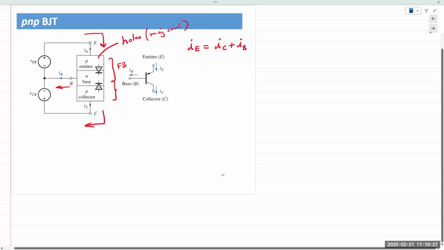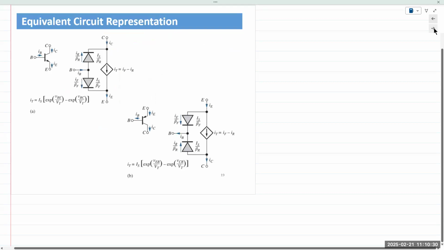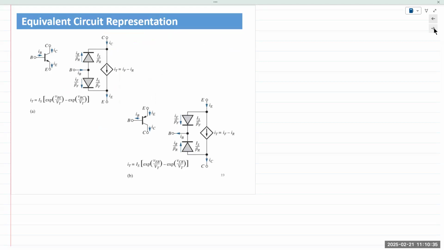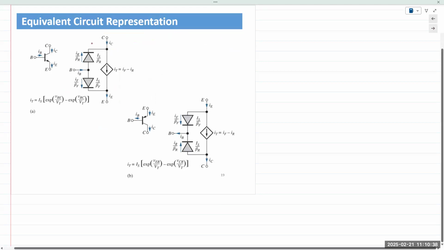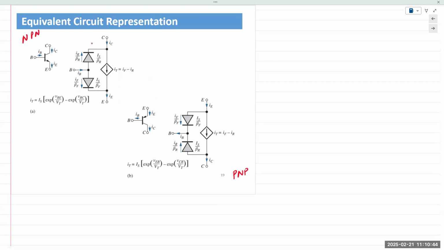So the transport model we looked at represents the two PN junctions in a BJT by equivalent diodes. This is an NPN transistor. This is the PNP. In the NPN, current goes into the collector and comes out of the emitter, in this direction, collector to emitter. In a PNP, it's the opposite, so it's emitter to collector.